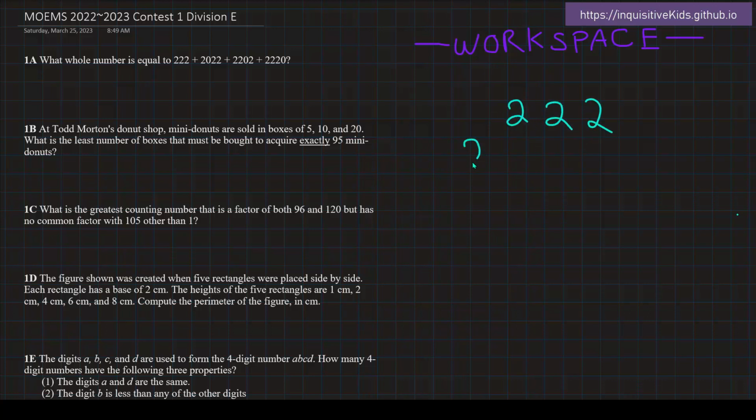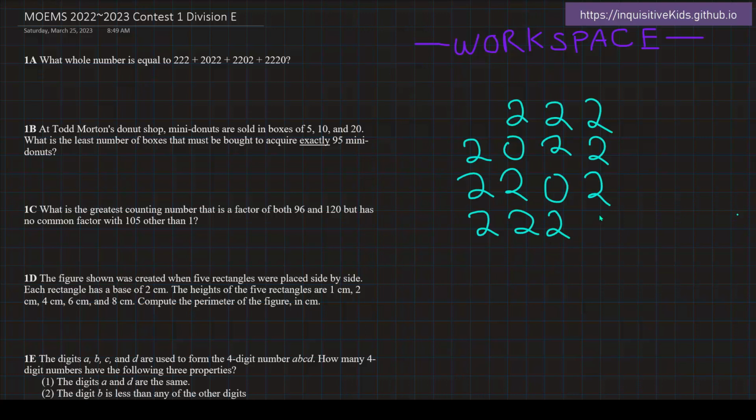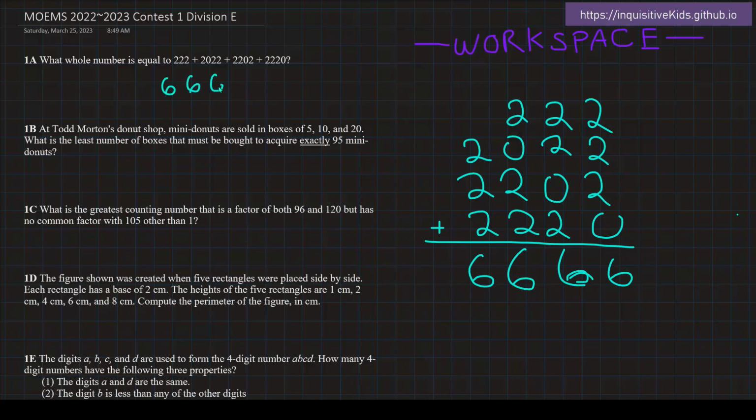222 plus 2022 plus 2202 plus 2220. Now we're going to add. In the ones column, we have a 6, a 6, a 6, and a 6. As you can see, each place value adds up to 6. So our final answer would be 6,666.